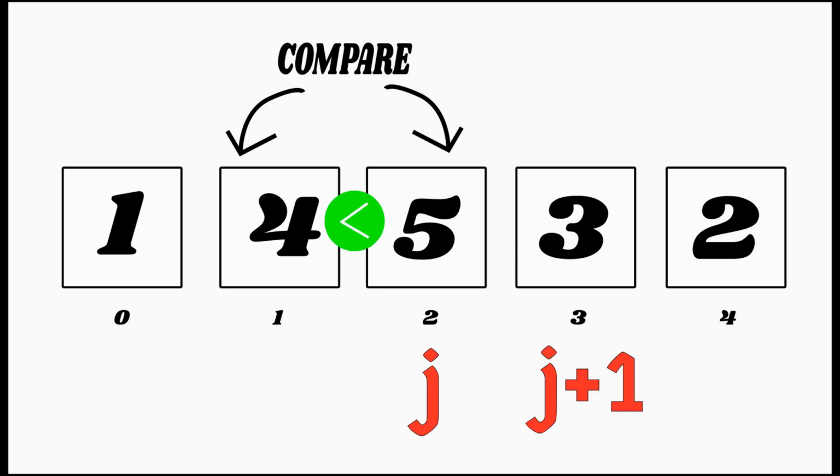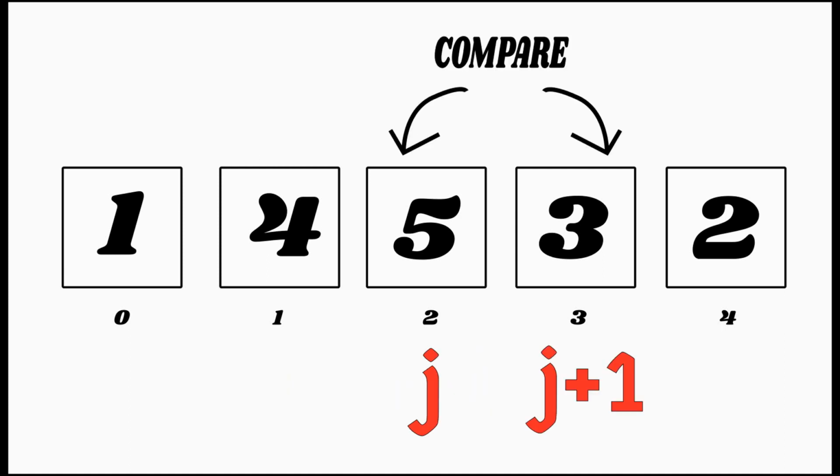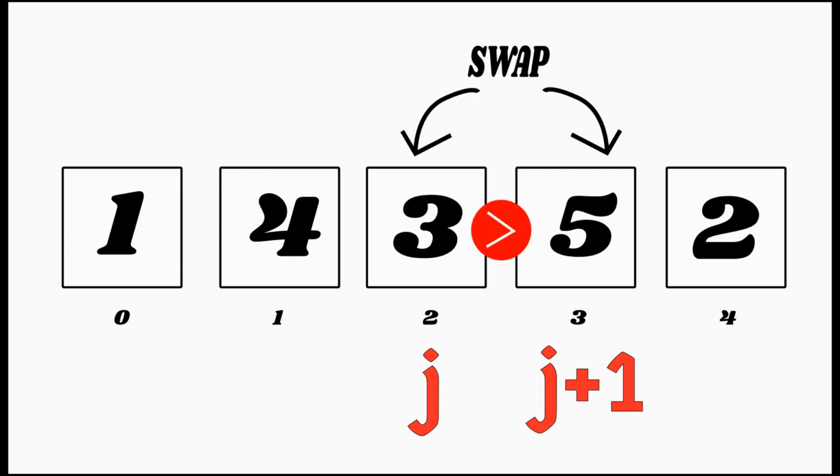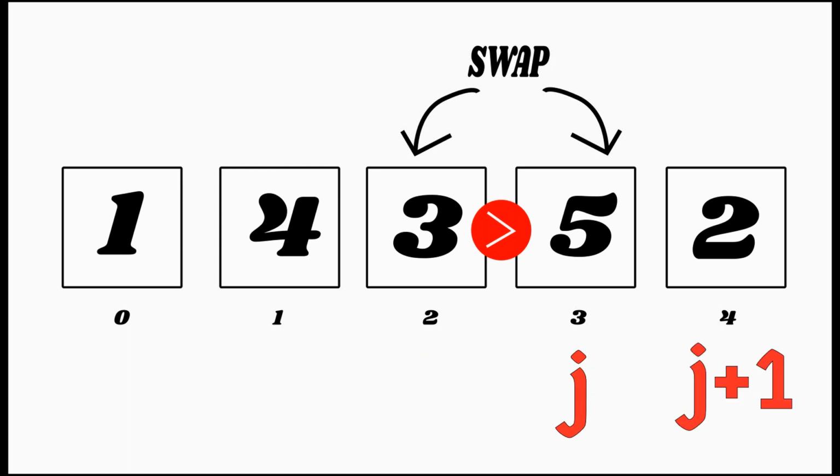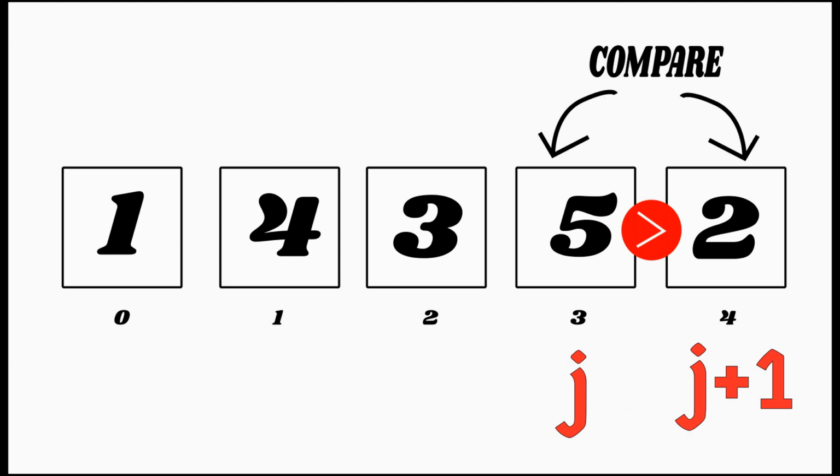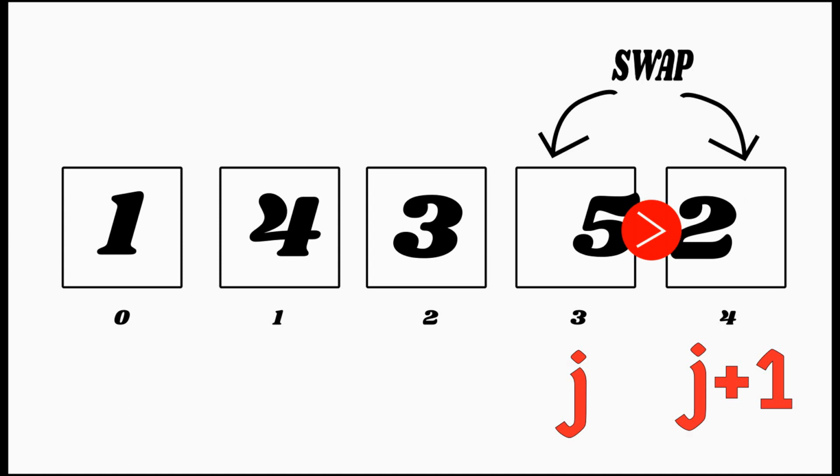Now j is at index 2 and j plus 1 is at index 3. Since the element at the left is greater than the element at the right, swapping takes place. After swapping we again increment the value of j. Now j is at index 3 and j plus 1 is at index 4. Since the element at the left is again greater than the element at the right, swapping takes place.